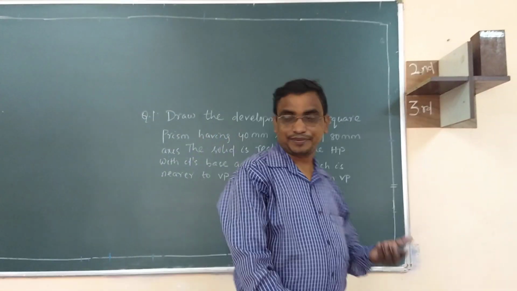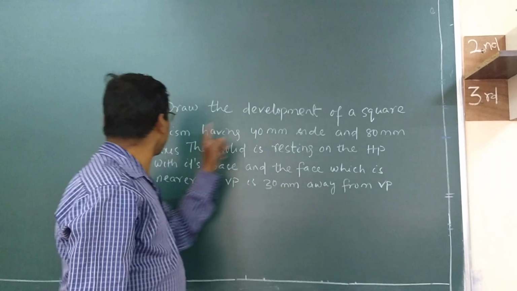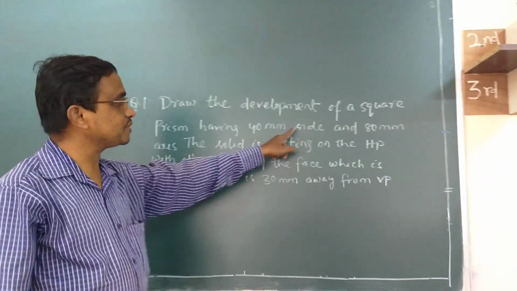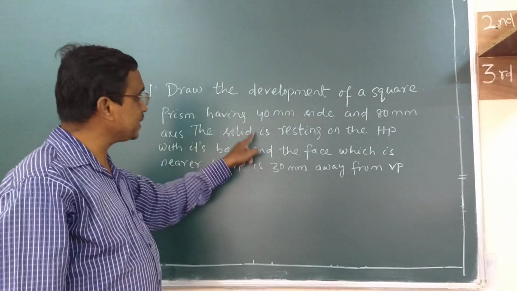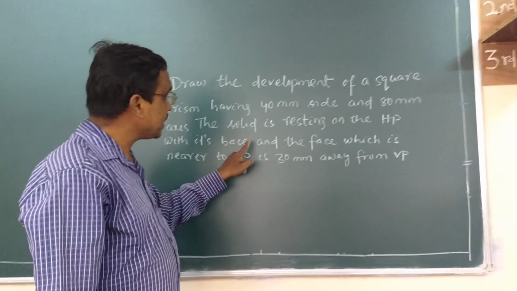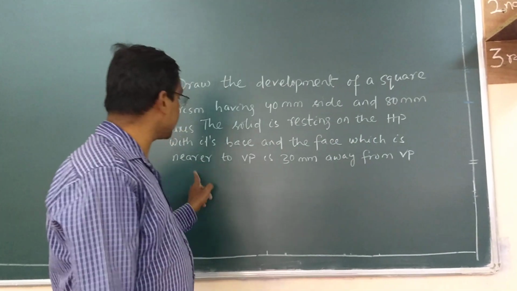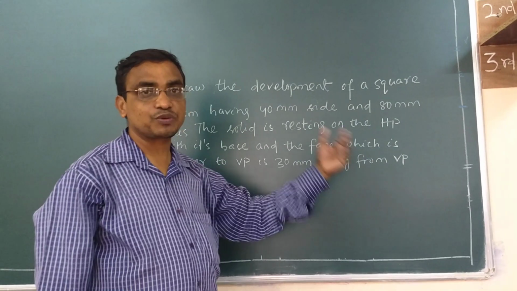Question number 1. Draw the development of a square prism having 40 mm side and 80 mm axis. The solid is resting on the HP with its base and the face which is nearer to VP is 30 mm away from VP. This is the question.